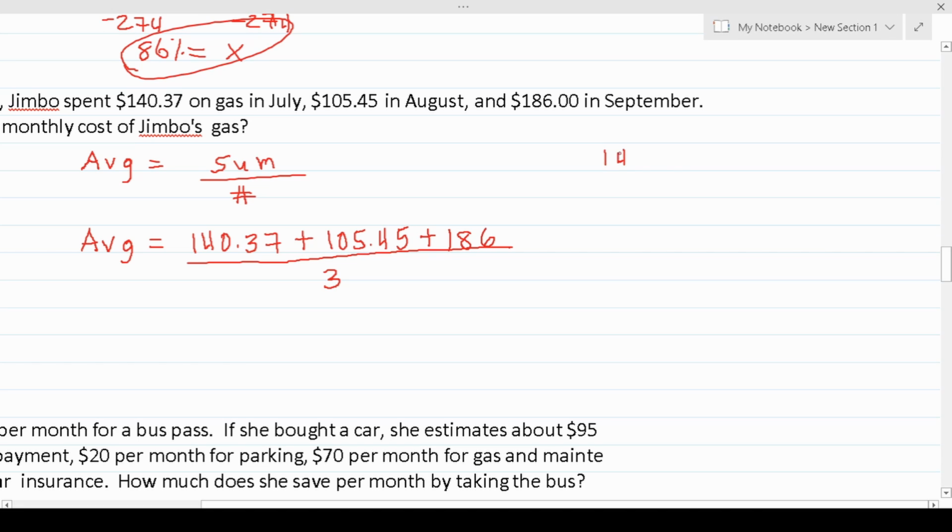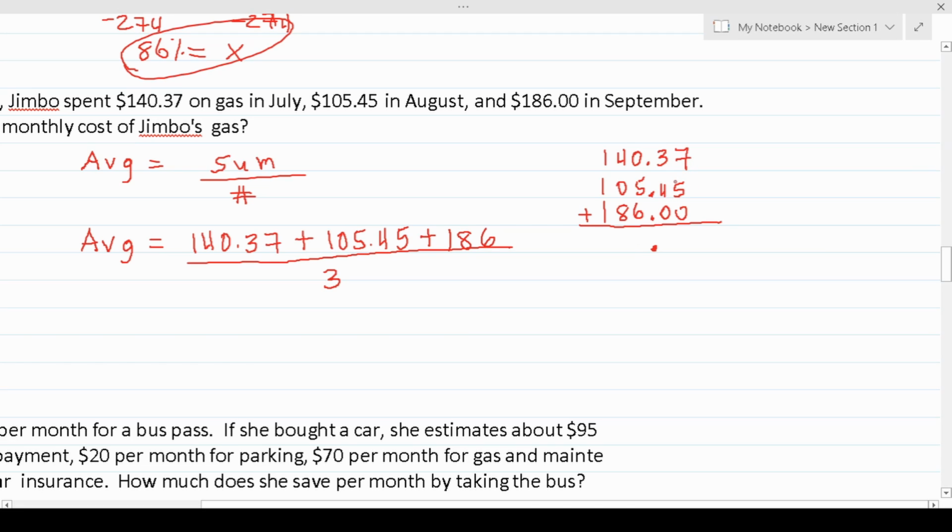I have 140.37, 105.45, and then 186 even, and we can add 2 zeros there just to make it easy. As you can see, we're adding 3 decimals together, so the very first thing I'm going to do is drop down this decimal in place.